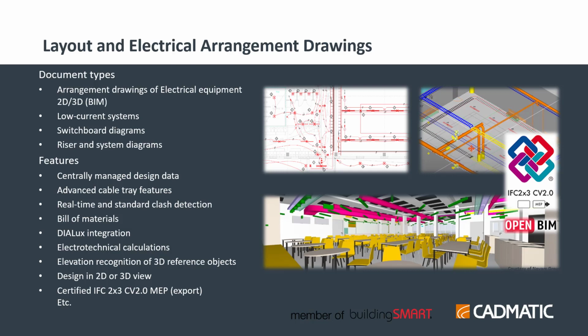We have very advanced cable tray features. You can draw cable trays in 2D view or in 3D view. We have real-time and standard clash detection integrated into the software. So for example, if you draw a cable tray and the cable tray clashes with a ventilation duct, it is already showing it when you draw or model the cable tray, or when you edit the location of the cable tray. Bills of materials are generated automatically.